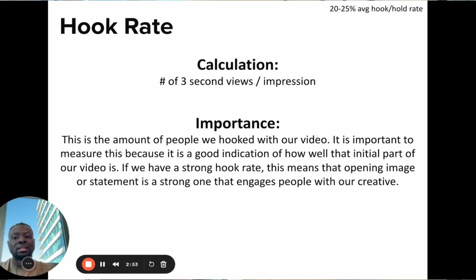And how to calculate this is by the number of 3 second video views divided by the impressions, right? And on the top over here, as you can see, the average hook and hold rate is 20 to 25%, right? So this is just on average. This is like your benchmark over here, right? So when you're optimizing yours, okay, cool, I need to get between 20 and 25, but obviously exceeding that is better, right? So the first one, again, hook rate.